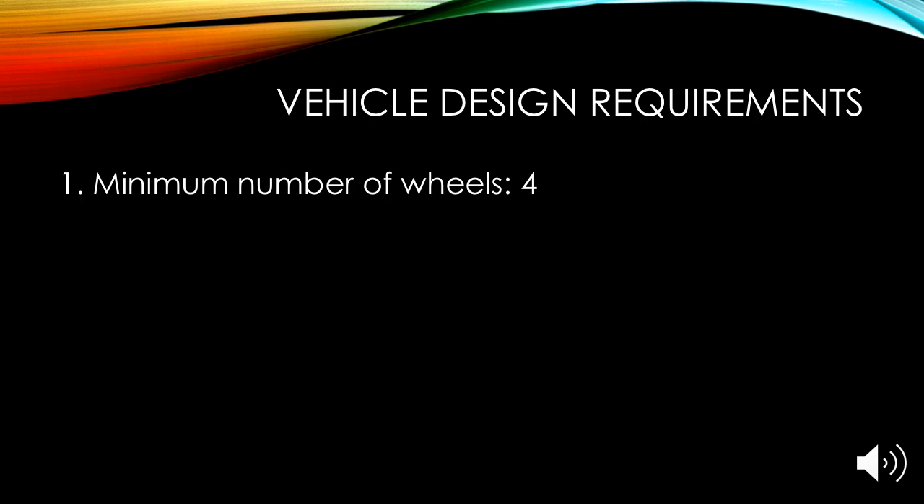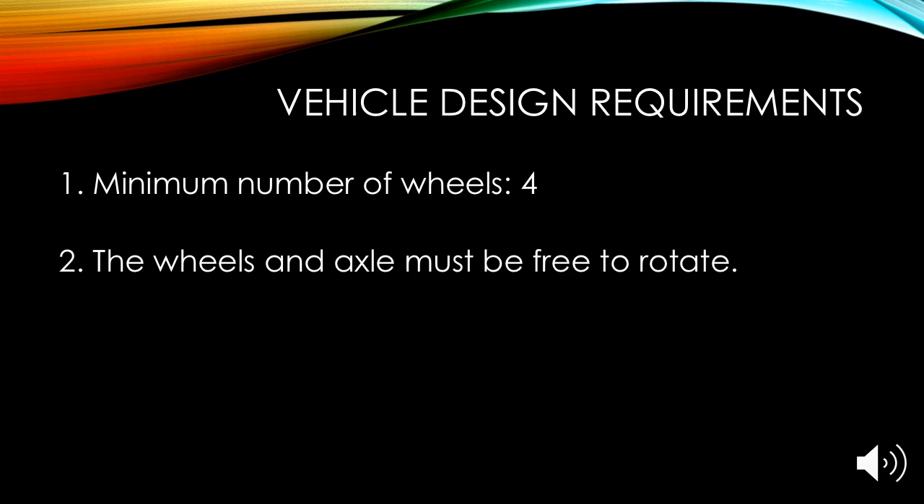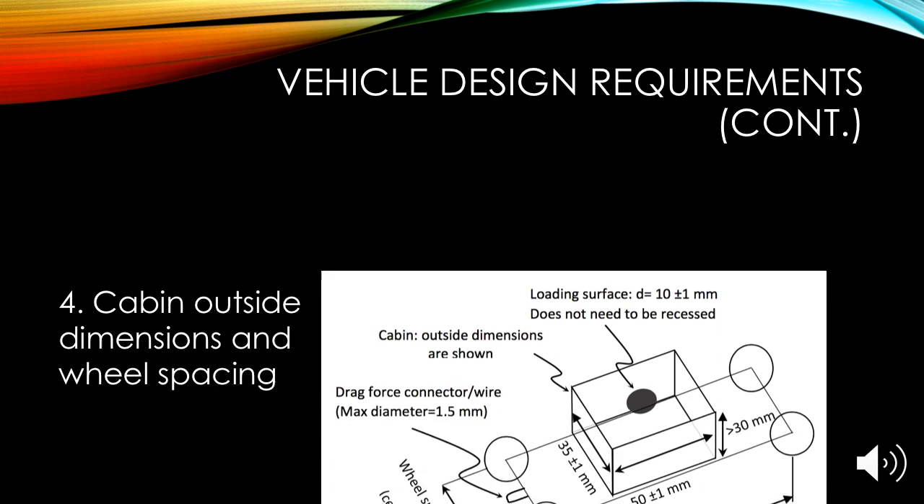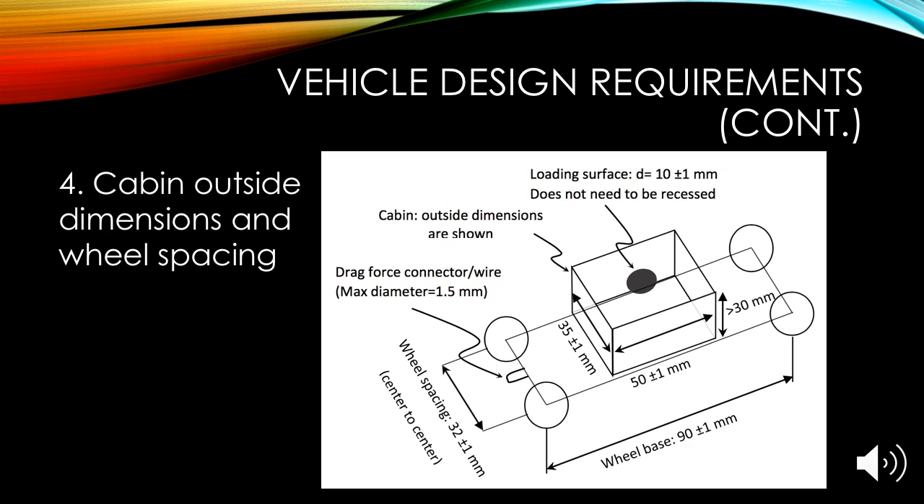The minimum number of wheels is 4. The wheels and axle must be free to rotate. The minimum ground clearance, so the bottom of the cabin to the road, is 10 millimeters. The cabin outside dimensions and wheel spacing is shown here.